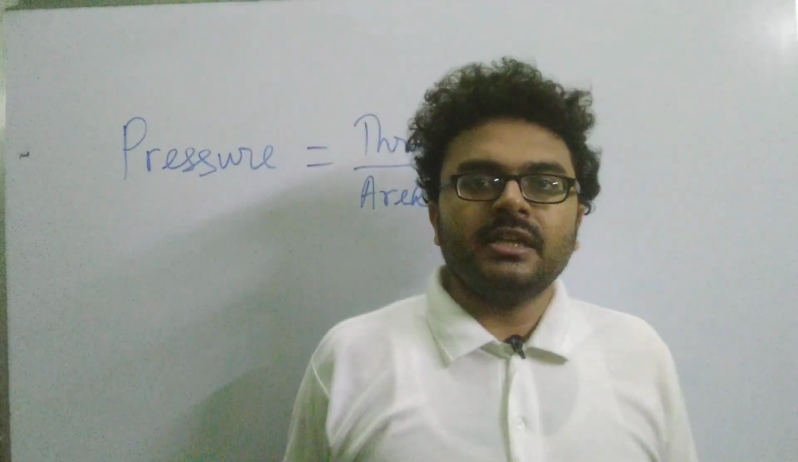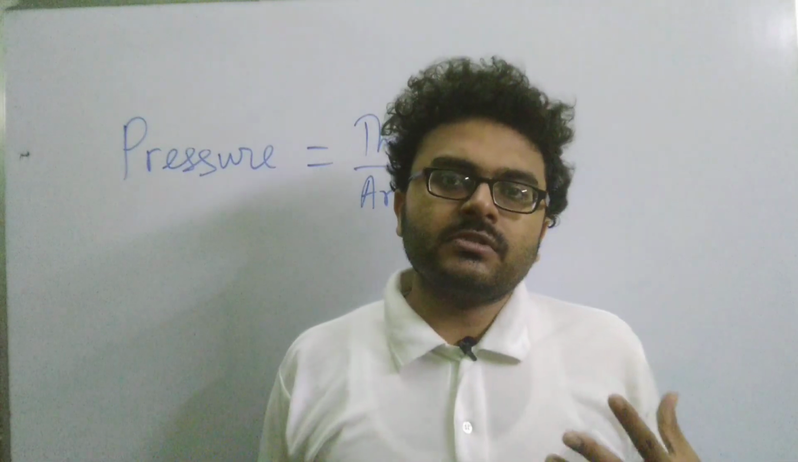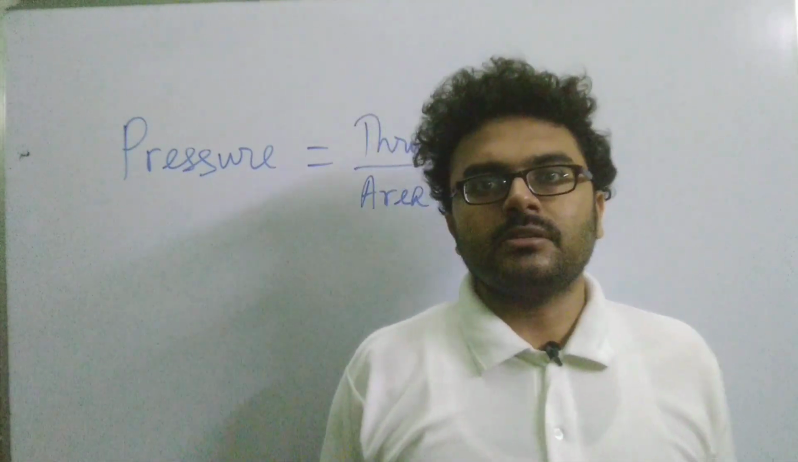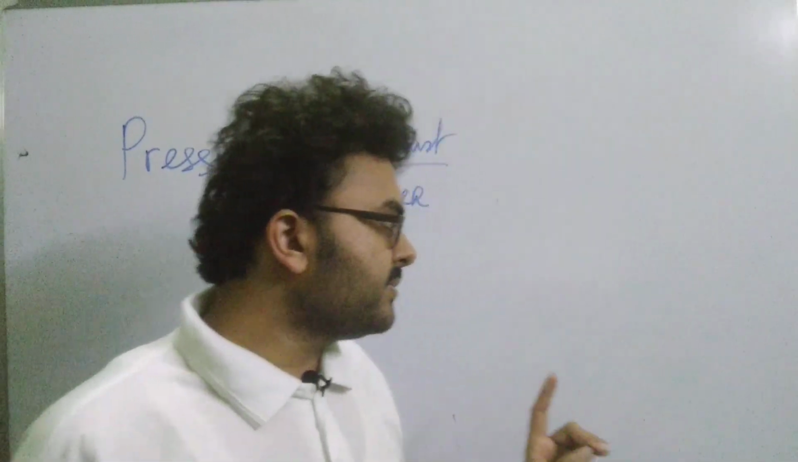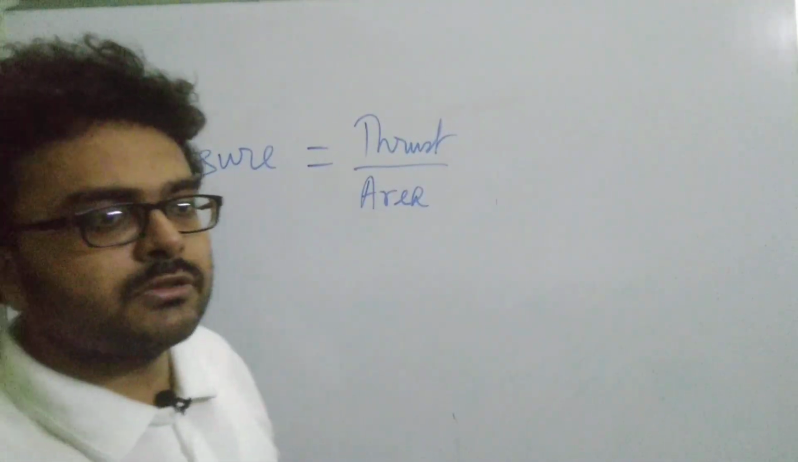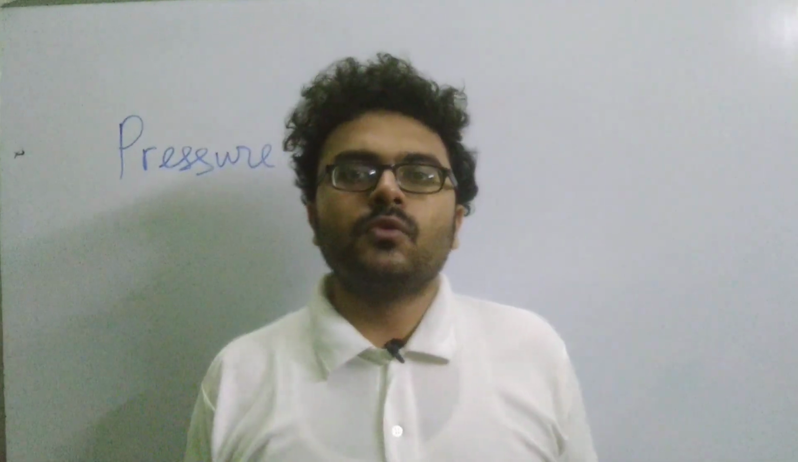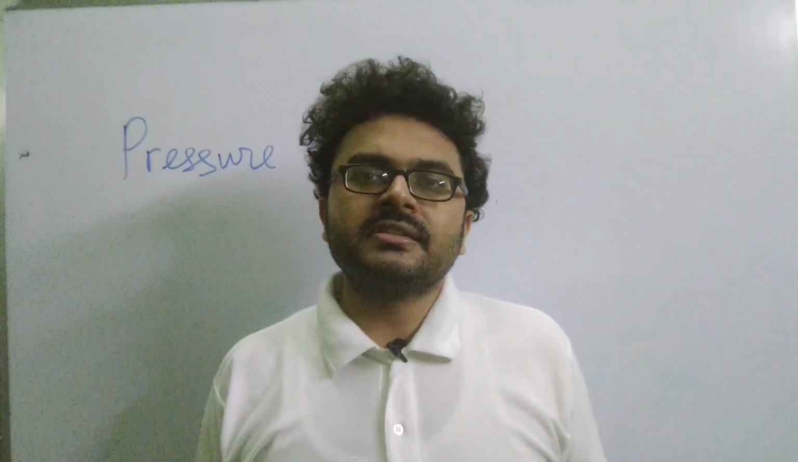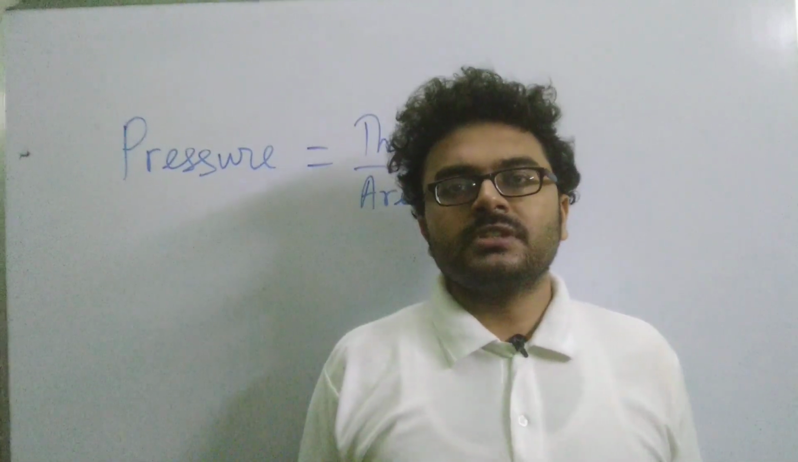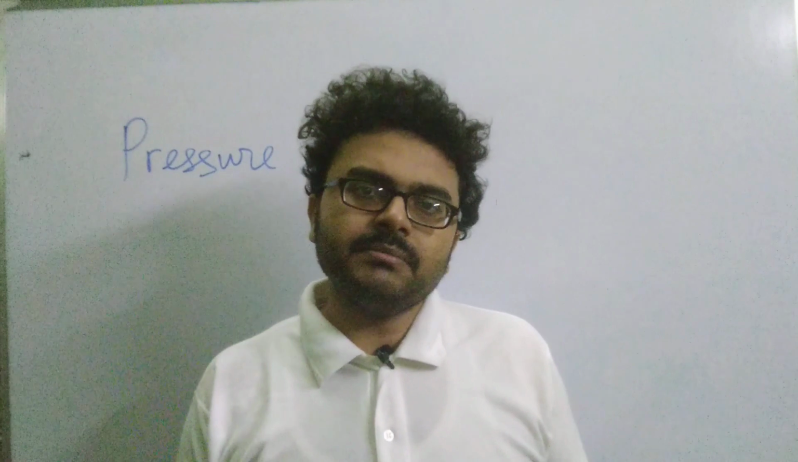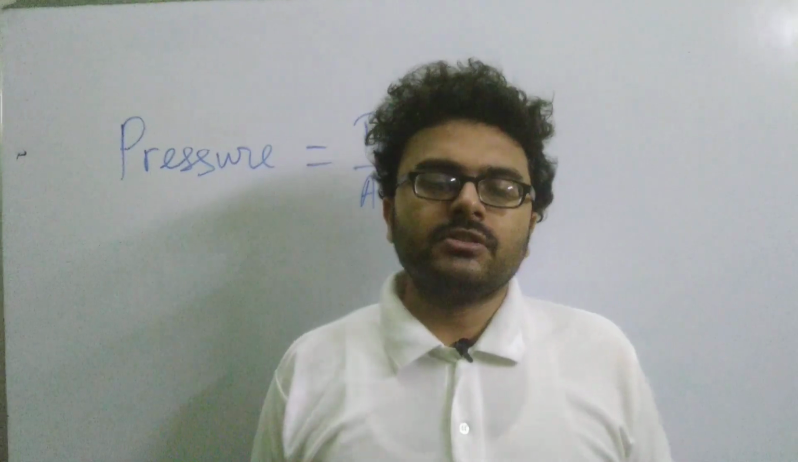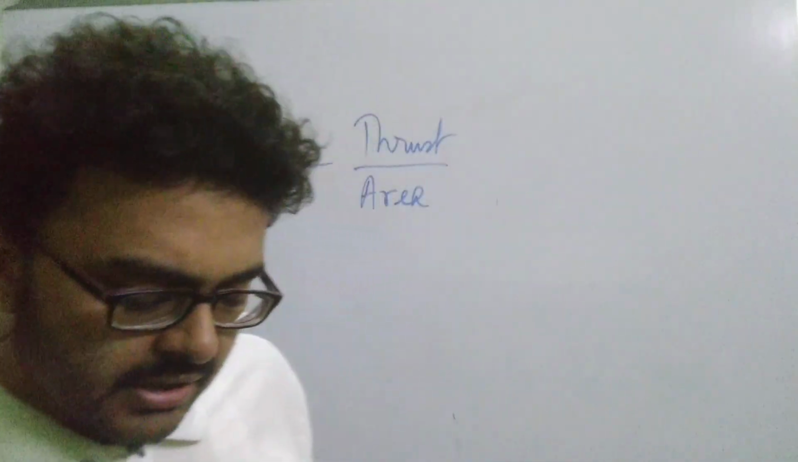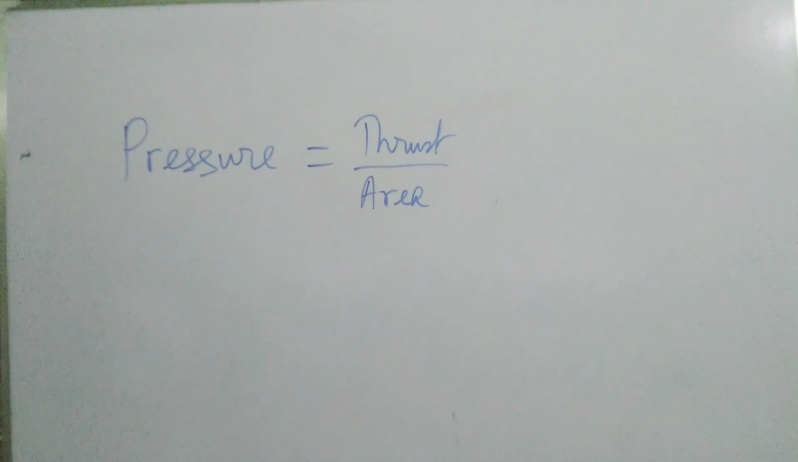If I consider a constant surface area, the more thrust that we apply, the more pressure is obtained. So pressure and thrust are directly proportional. Whereas if we apply the same amount of thrust, you can see from the mathematical relation that pressure is inversely proportional to area. What does that mean? It means the more the area over which the thrust is applied, the less is the impact, that is, the less is the pressure. And if we consider a smaller area on which the same thrust is applied, the impact is more, that is, the pressure is more. So definitely pressure and area are inversely proportional. This is the basic concept.